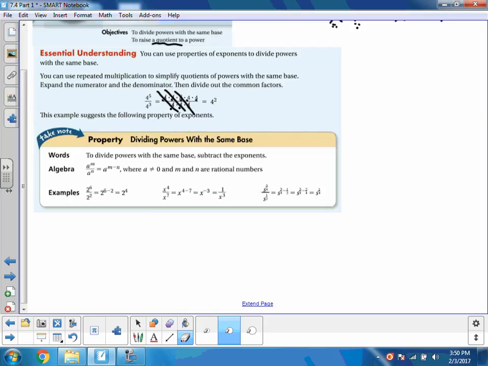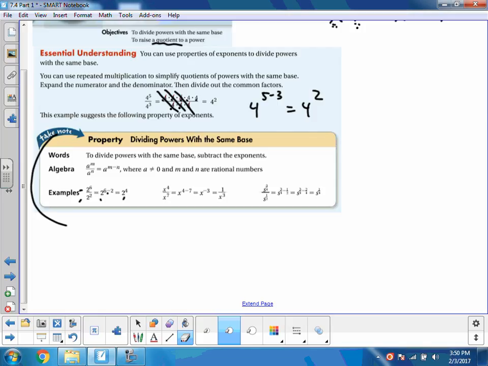This is a rule that can play out, and we've recognized that you can take your numerator's exponent, if they have the same base, and subtract the exponent of the denominator. Again, if they have the same base, you'll get 4 to the second. Here's a sample of it: 2 to the sixth over 2 to the second. It's 2 to the sixth minus second, and you get 2 to the fourth.